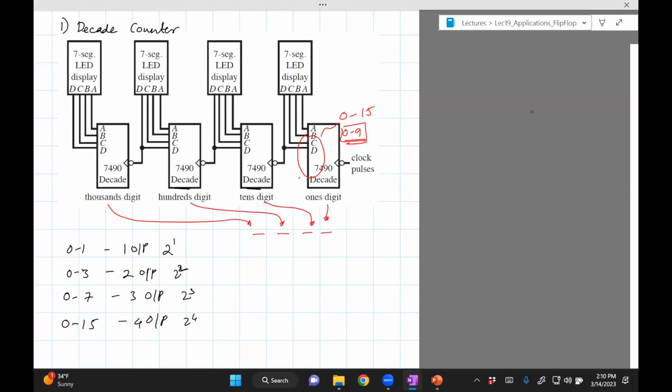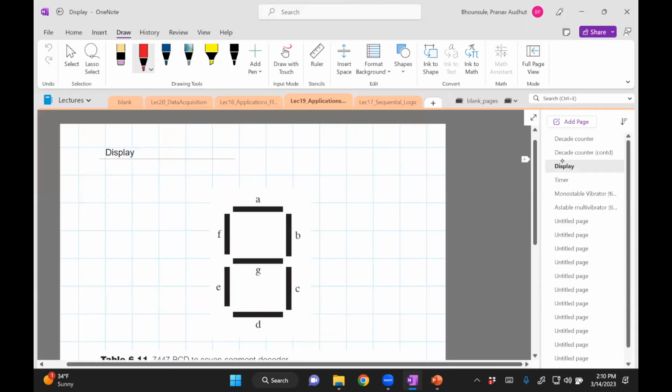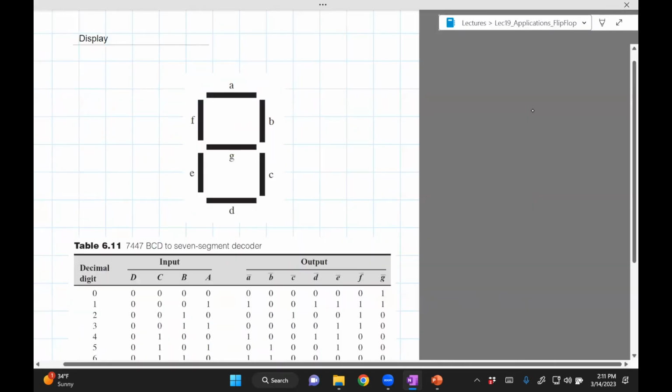So that's one part. The second part is you might want to display this on a computer screen or an LED display, right? For that, you need an LED display. So here is one of these. If you want to show a number from 0 to 9, then you'll use one of these LED displays. How will this work? Well, if you want it to show 0, then you clearly need to light these.